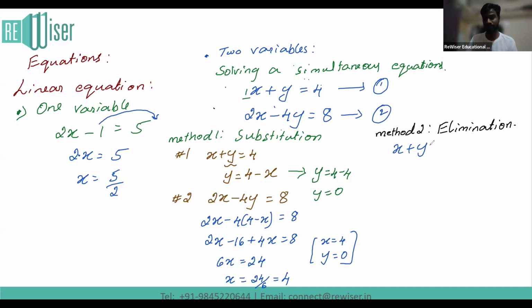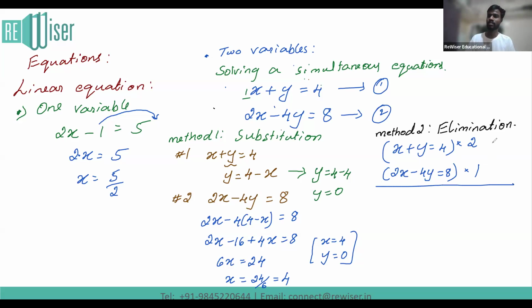The first equation, I have to multiply with the coefficient of x in the other equation, which is 2. And for the second equation, I have to multiply with the coefficient of x in the other equation. So you have to multiply this 2 to the entire equation. That's going to give us 2x plus 2y equals 8. And the second equation, I have to just multiply with 1. So it's going to give us 2x minus 4y equals 8.